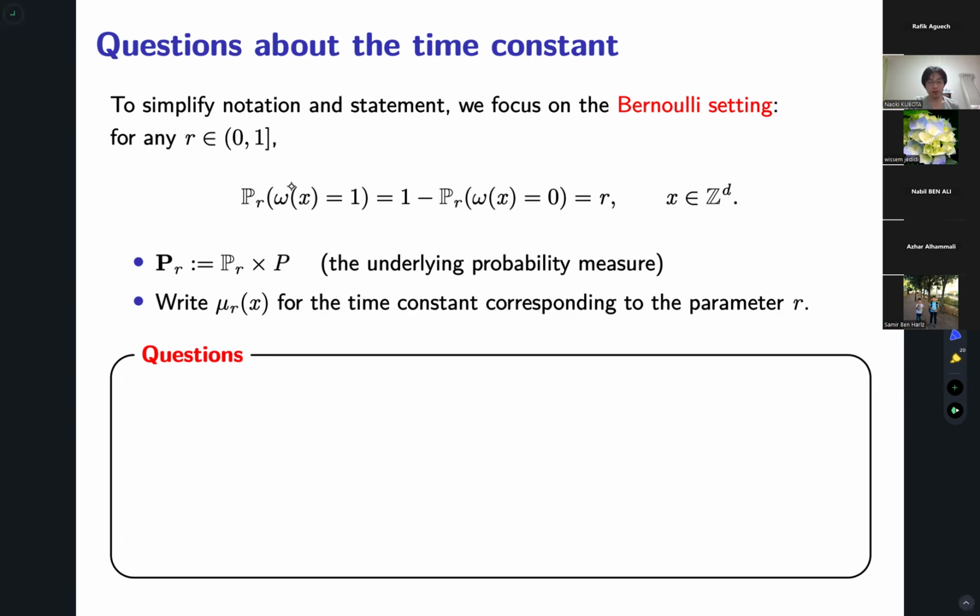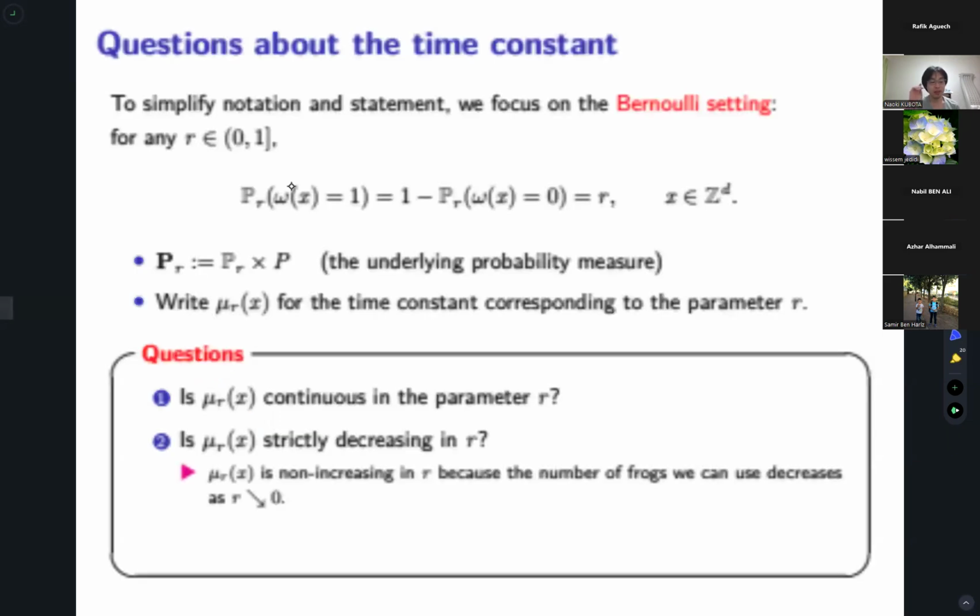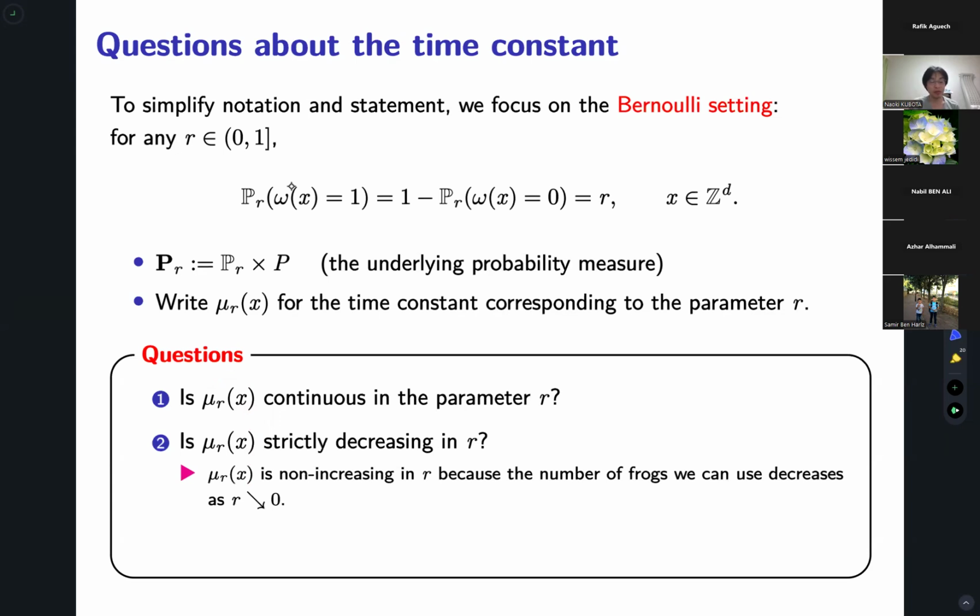Okay, so then the following is a natural question. Is the time constant mu_r(x) continuous in the parameter r? And the second is, is the time constant mu_r(x) strictly decreasing in r?